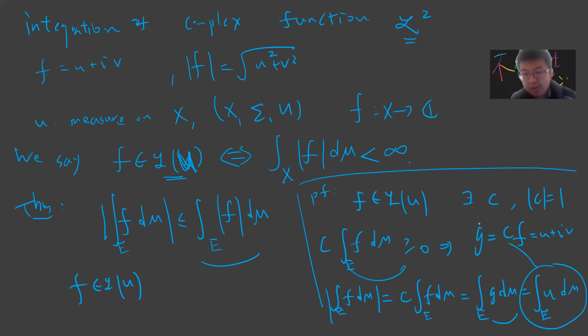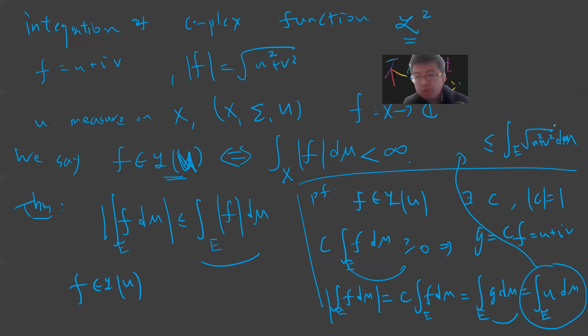So this will be less than or equal to the integral of the square root of u squared plus v squared d mu, which equals the integral of the absolute value of g. So finally, we proved that the absolute value of the integral of f on E d mu is less than or equal to the integral of the absolute value of f d mu on E. Nice. Very simple.